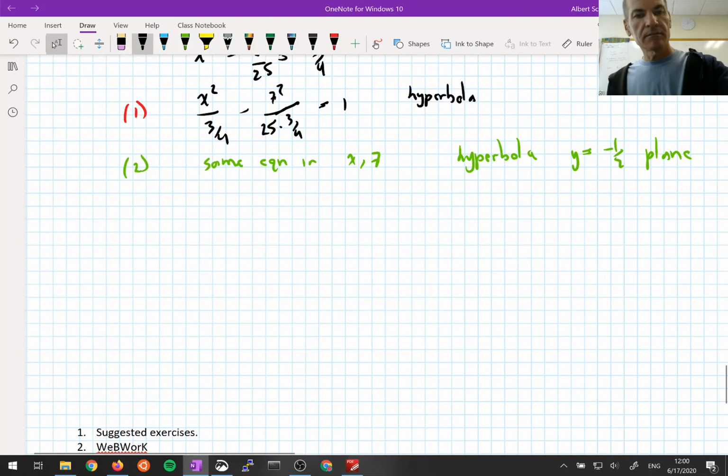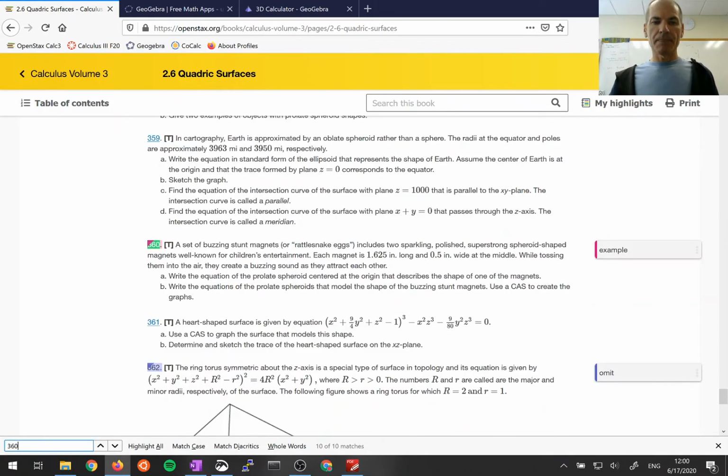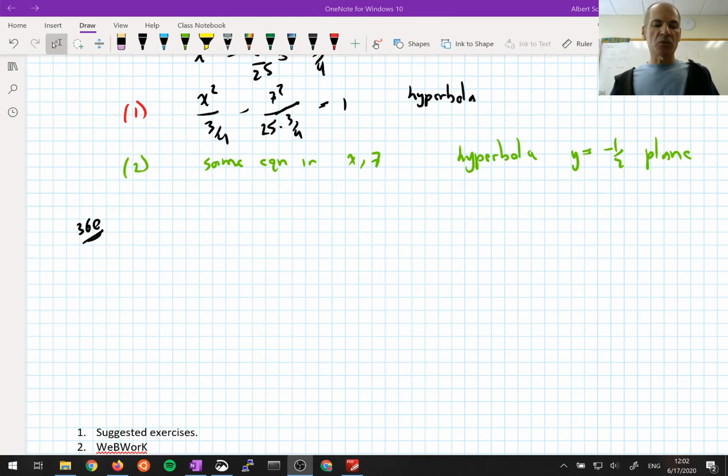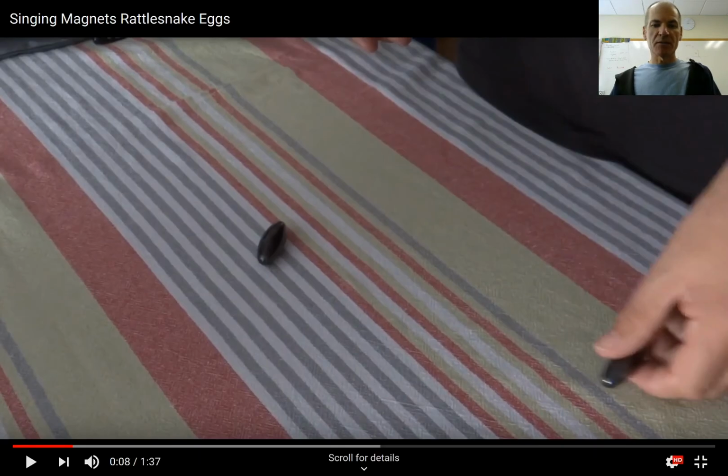Okay, the last problem for the lesson, 360. All right, we have these magnets, so-called rattlesnake eggs, and if you're not sure what a rattlesnake egg is, here's a video. They're just these very hard ceramic magnets, and when they bang together, as we'll see in this video, they make an interesting noise, and they're ellipsoids.